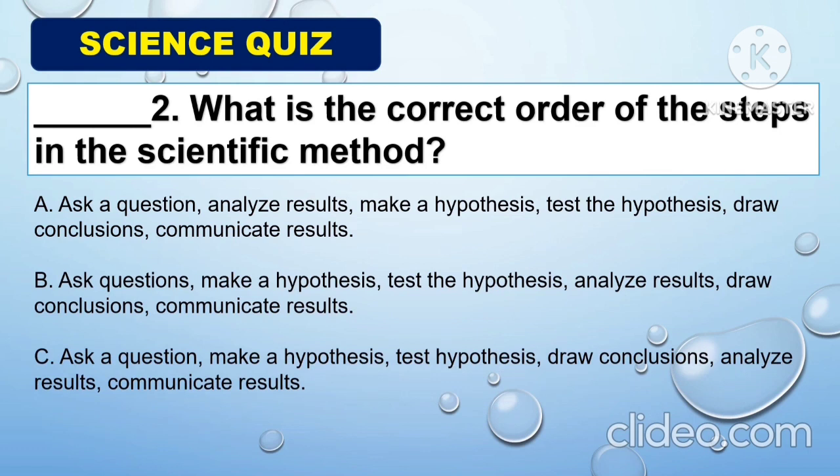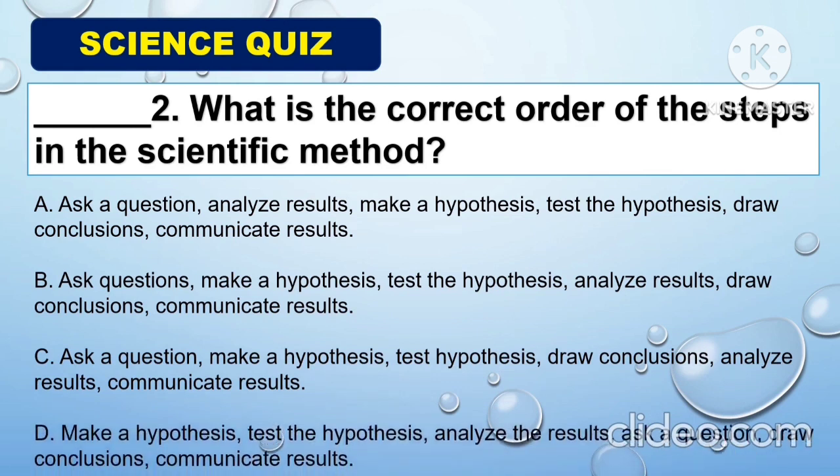Letter C. Ask the question, make a hypothesis, test the hypothesis, draw conclusions, analyze results, and communicate results. Letter D. Make a hypothesis, test the hypothesis, analyze the results, ask question, draw conclusions, and communicate results. The answer is letter B.